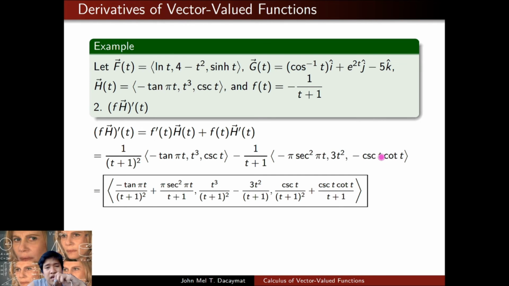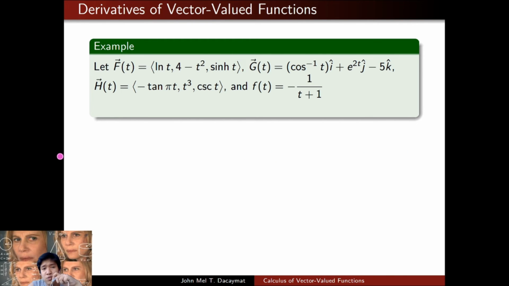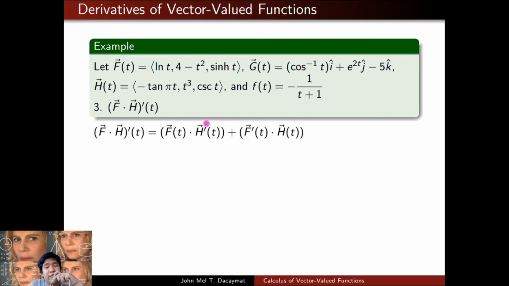So, still, most of the time, I will suggest for you to use the differentiation formulas. And that's the only thing I will be using for the rest of the examples. If you want to verify the other one, it's up to you. So, third one is the dot product. Again, yung formula niya is dot product ng f with h prime plus dot product ng f prime with h.